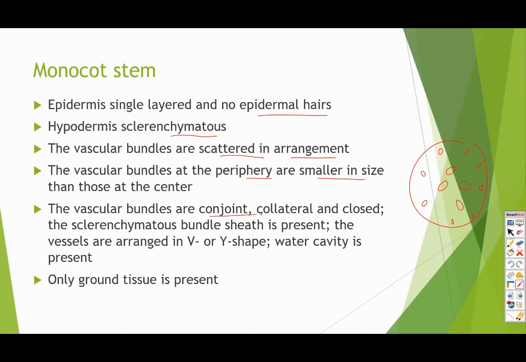Now, moving on to the next one, your dorsiventral leaf. That's nothing but your dicot leaf. Here it majorly shows you three layers: the epidermis, mesophyll, and vascular bundle. So all these are your three major parts.